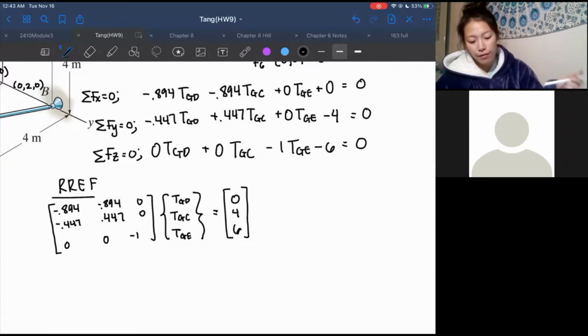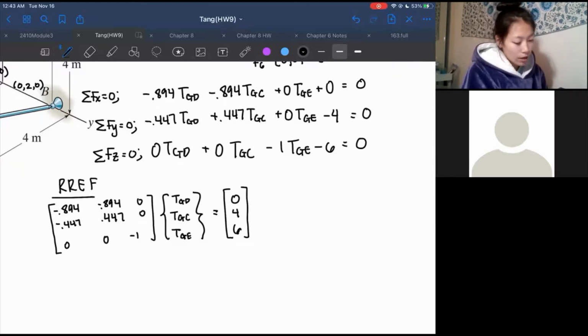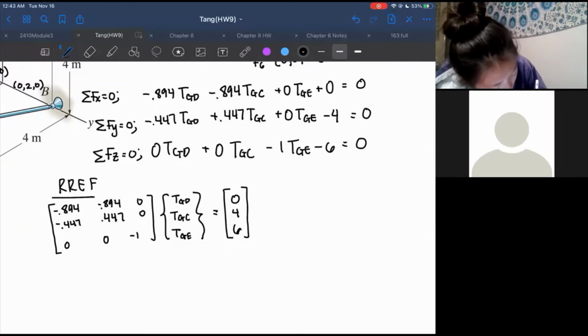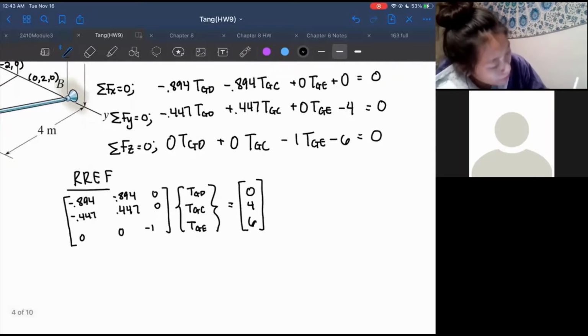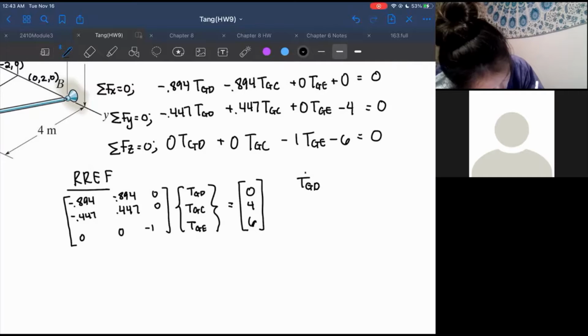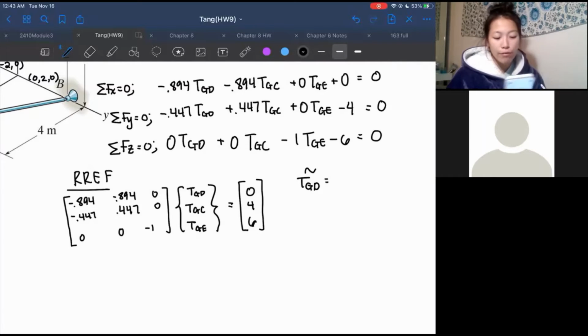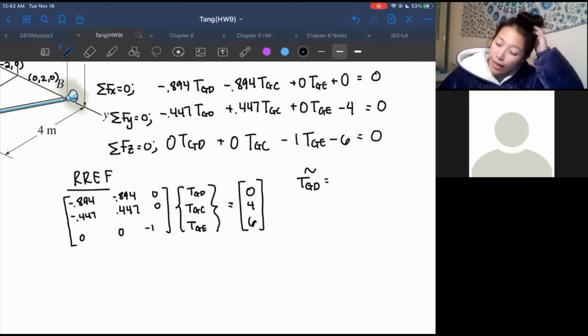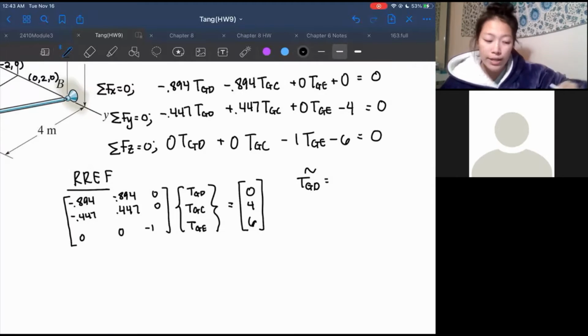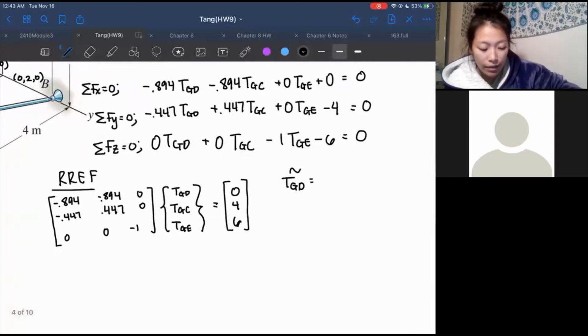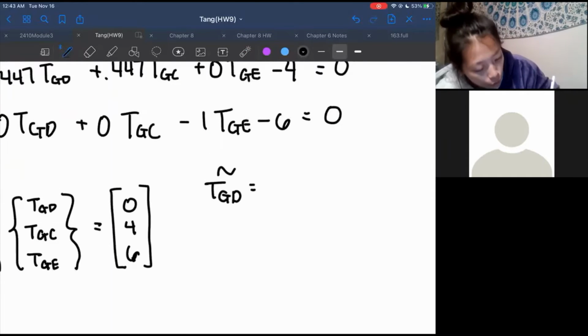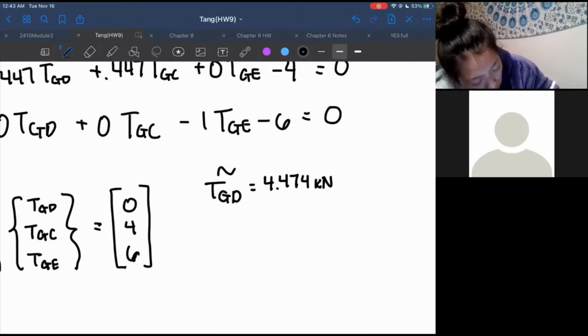And RREF of that matrix. Right? So for TGD, I got -4.474. Since it says it's negative, I originally drew it in tension. So that means if it's negative, it comes out as compression. So we'll do 4.474 kilonewtons, and that'll be in compression.